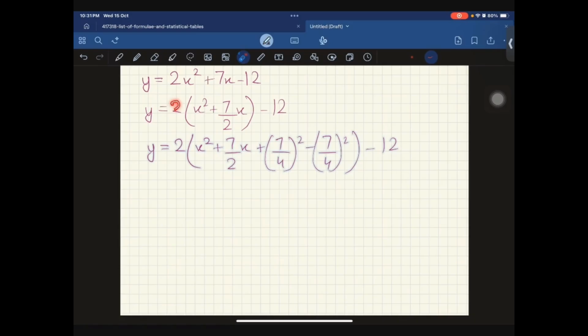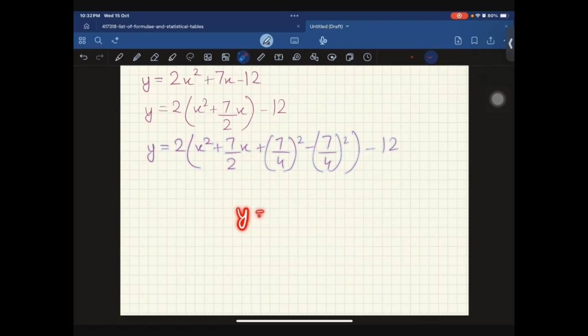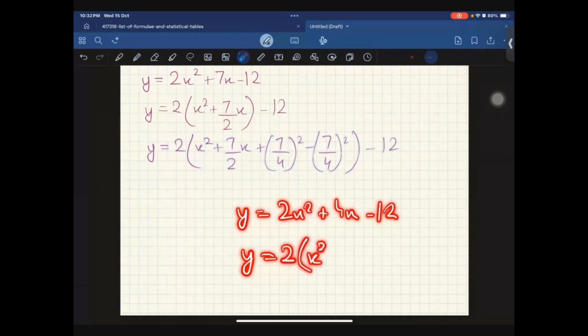So when we take this out, for example, let's say you had an equation like this. Let's say 4x minus 12. You have to take 2 common from the first two terms. So what would that be? x squared plus 2x. Why is that 2? Because we divided 4 by 2. Exactly.